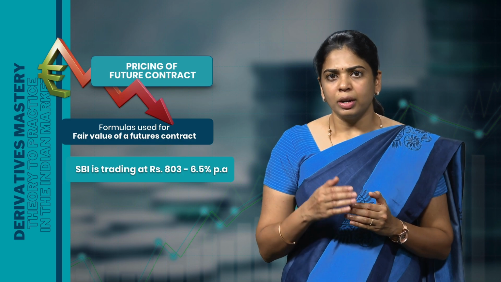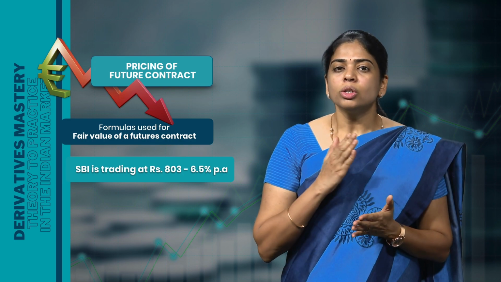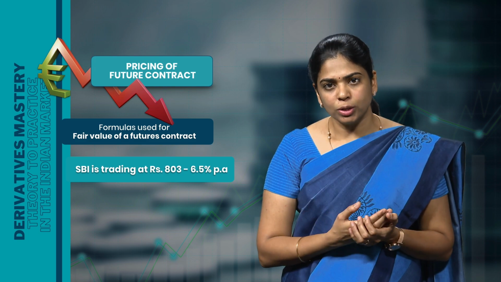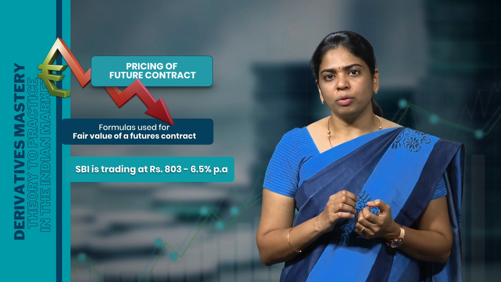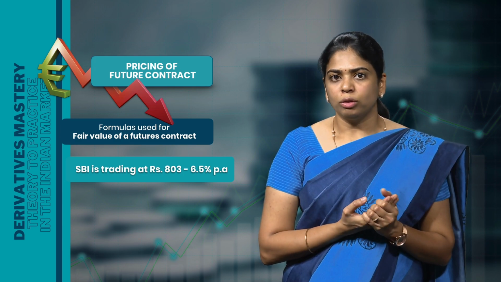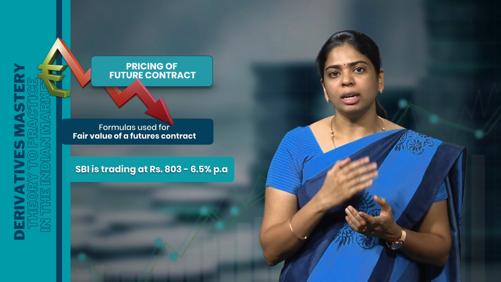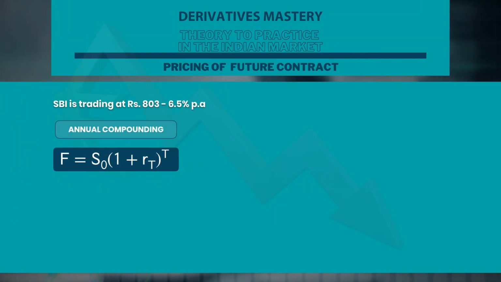SBI is trading at rupees 803 in the cash market, which is the spot market. So, what would be the price of SBI futures contract expiring 3 months from today if the risk free rate of interest is 6.5% per annum? So let's find the fair value of the future contract using both annual and continuous compounding methods. Let's begin with annual compounding. So future price is equal to spot into 1 plus risk-free rate of interest to the power t, which is time to expiry. So let us plug in the values in the formula.